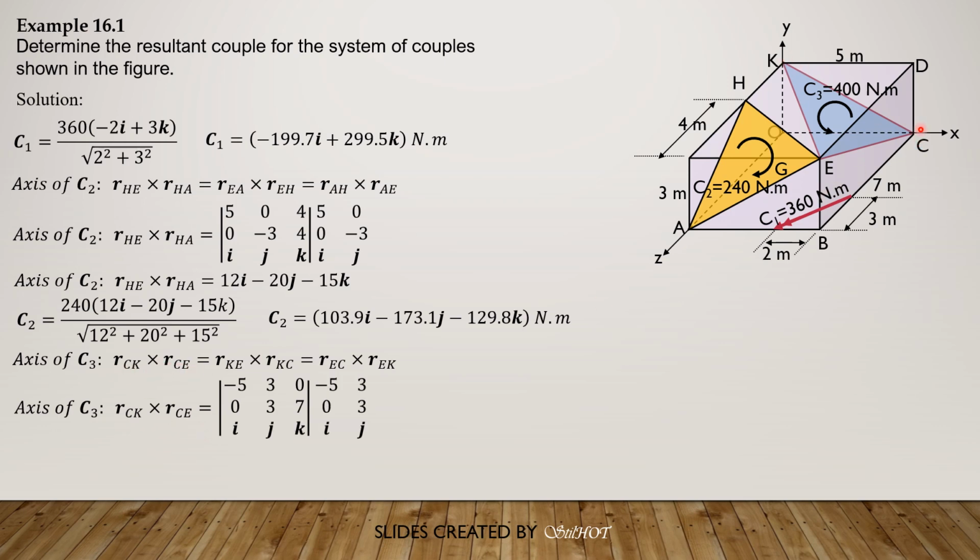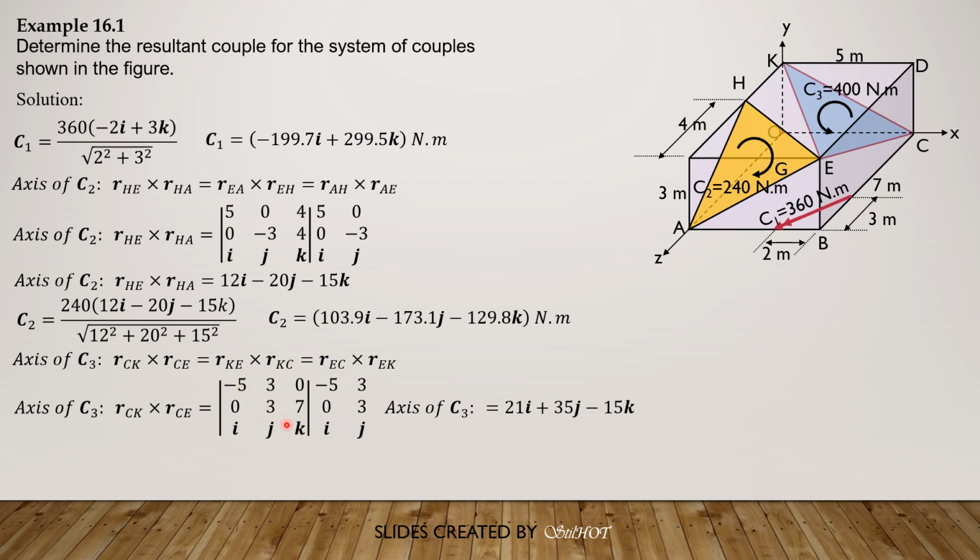So CK is negative 5i, then positive 3j, then 0k, so negative 5, 3, 0. For CE, it is 0i, then it is upward, so positive 3j, so 3, then positive 7, so in this direction, 7k. So copy the first two column elements, then the unit vectors. So for i, 3 times 7 minus 0, so 21i. Then j, 0 minus negative 35, so positive 35j.